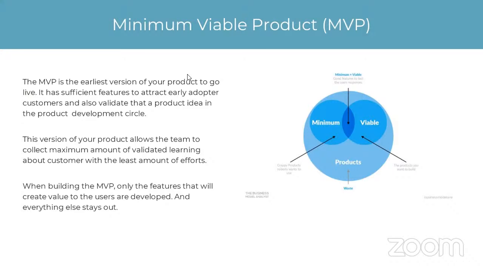So remember, when building the MVP, only the features that create value to the users are developed, and everything else stays out. So the concept of MVP says just build features that matter, right? You don't want to start going back and forth and saying, oh, we need to build some nice-to-have features, like we need to do one massive UI/UX design, like it has to be beautiful. We need to put in different features so that it can be fancy. All of these features at the moment do not matter. Everything else stays out. Only features that will create value to the customers are developed, right?